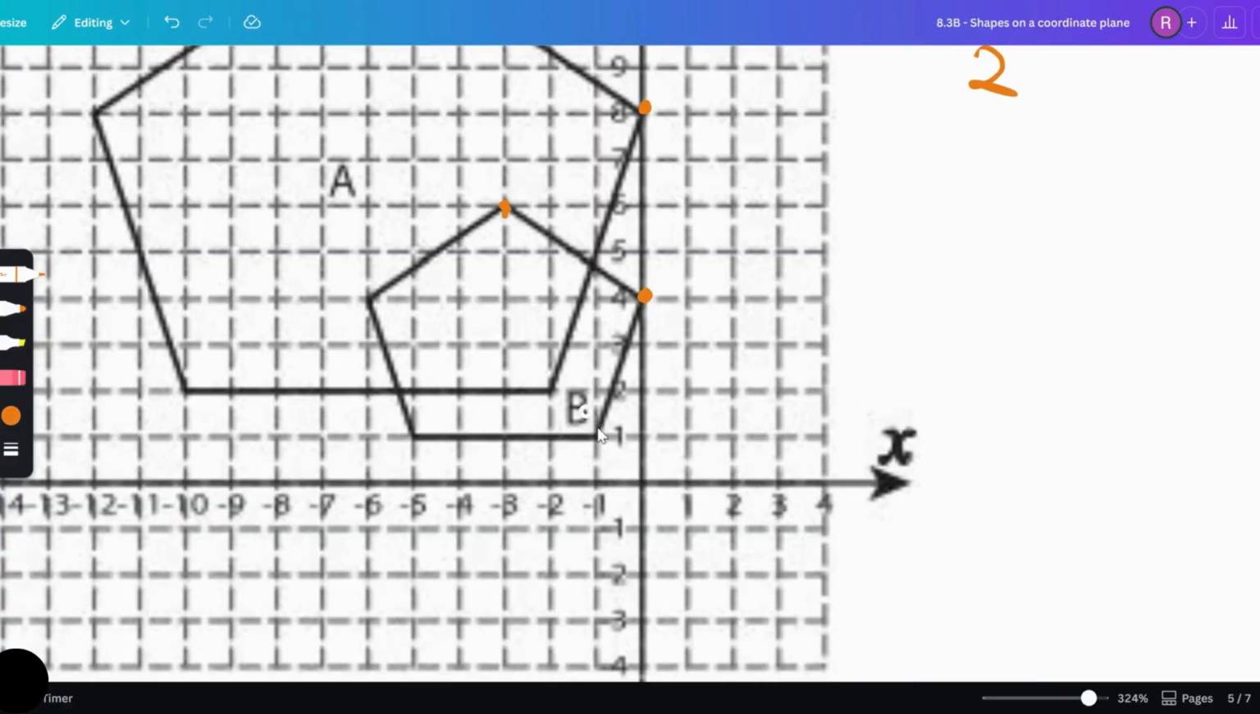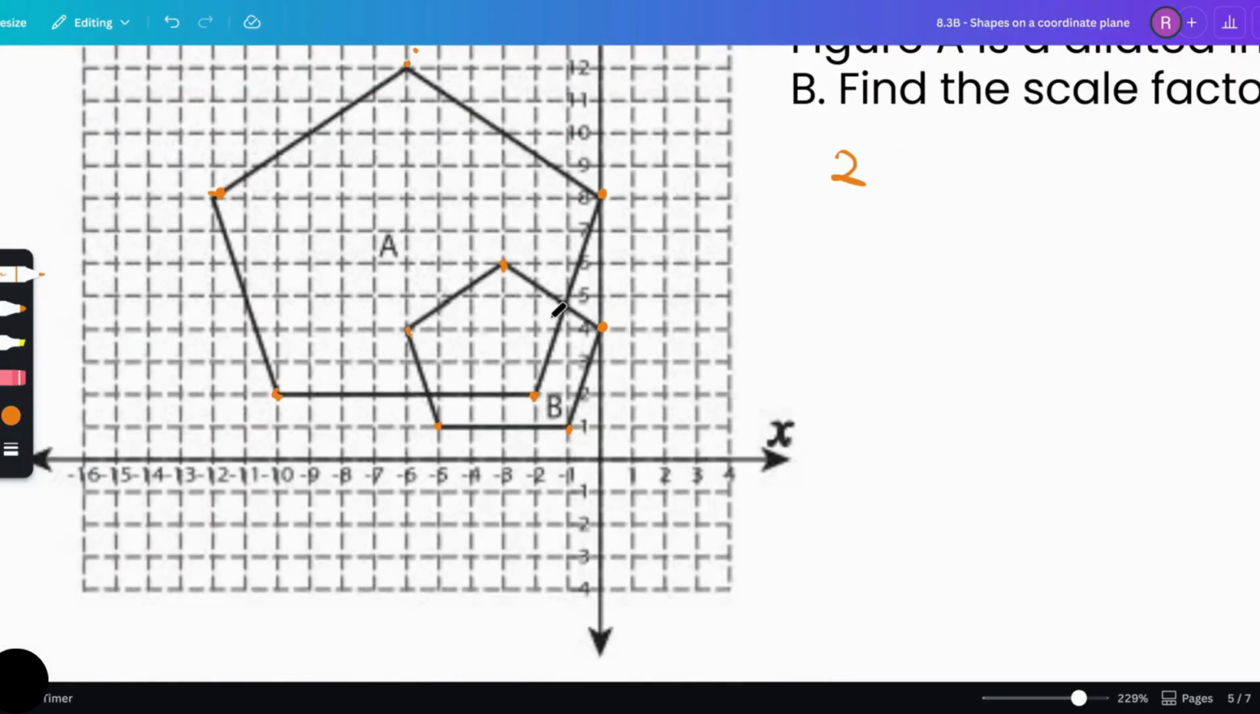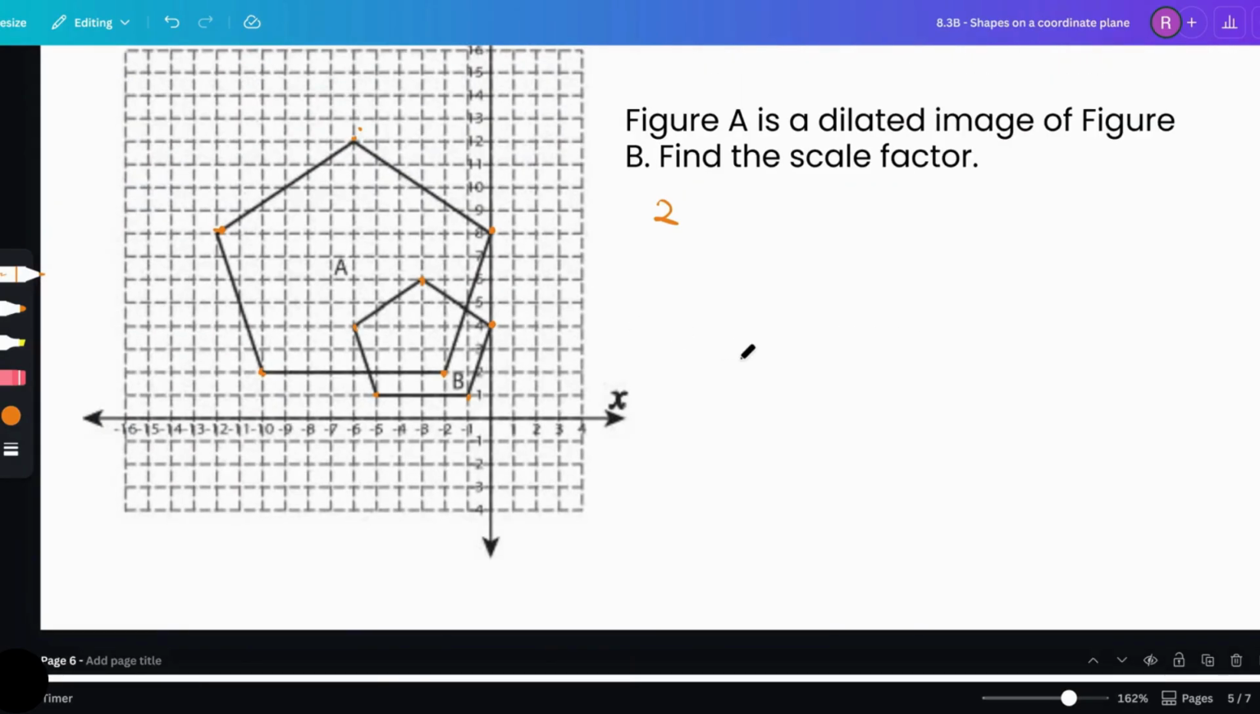That's still 2. This point here is 1. This point here is 2. That's still 2. This point here is 1. This point here is 2. So we are still multiplying by 2. This point here is 4. And this point here is 8. So we are still multiplying by 2. So we multiply each of the smaller shape, the smaller pentagon, by 2 to get the bigger one.